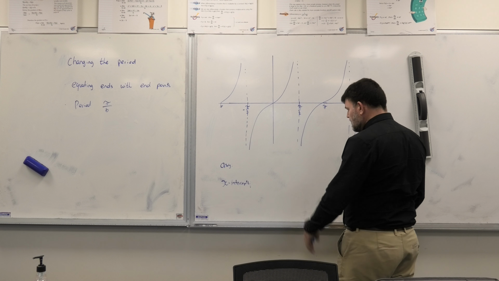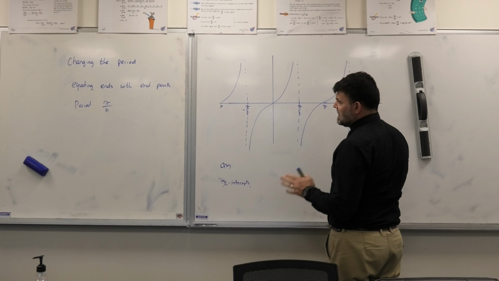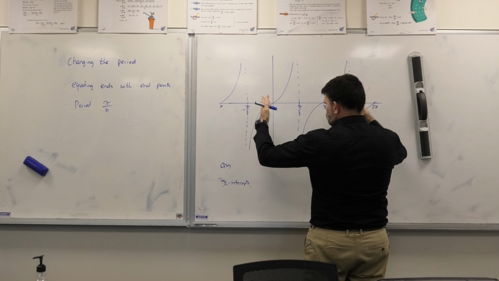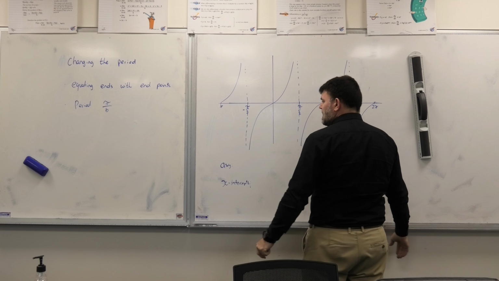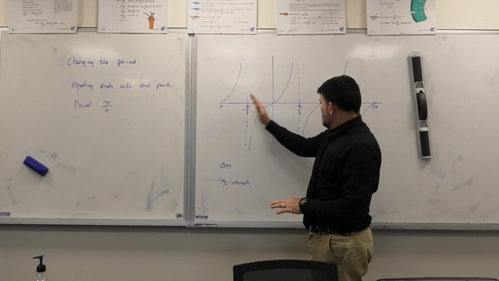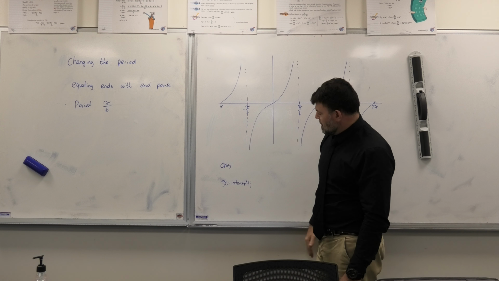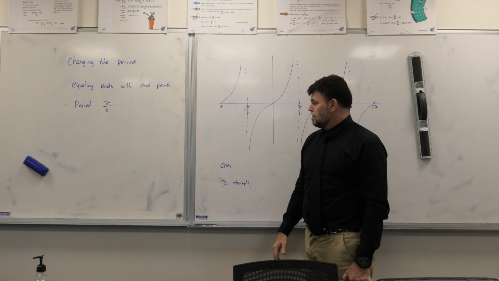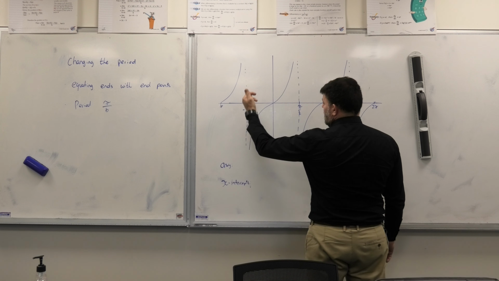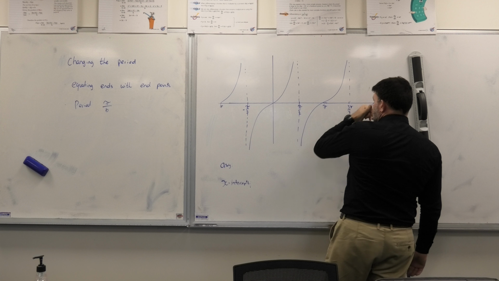However, that's not really enough when it comes to this. Because we're changing the period, we're changing the look of this graph. Is it going to contract or is it going to expand? Whenever we find a change in the horizontal axis, we have to record what the new asymptotes and the new x-intercepts are. Recall, when we look at this, it goes in that pattern: asymptote, x-intercept, asymptote, x-intercept, asymptote, x-intercept.